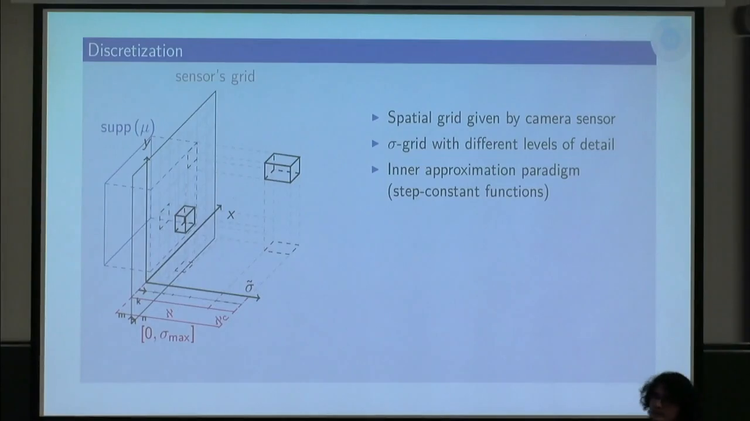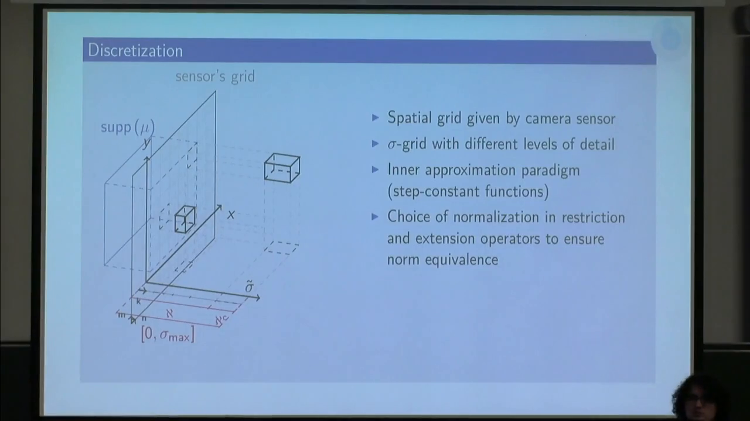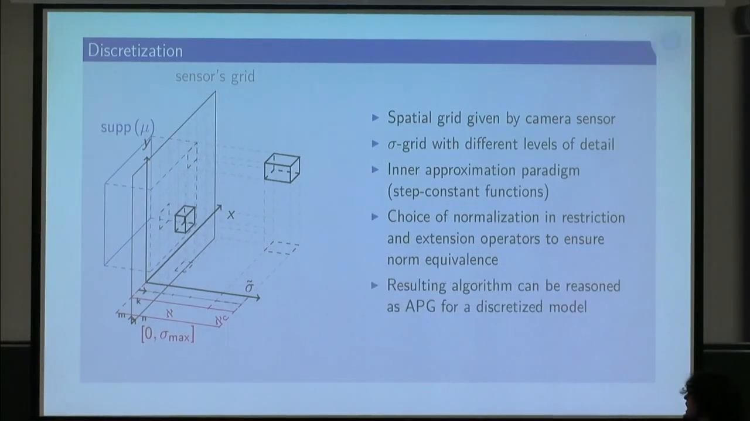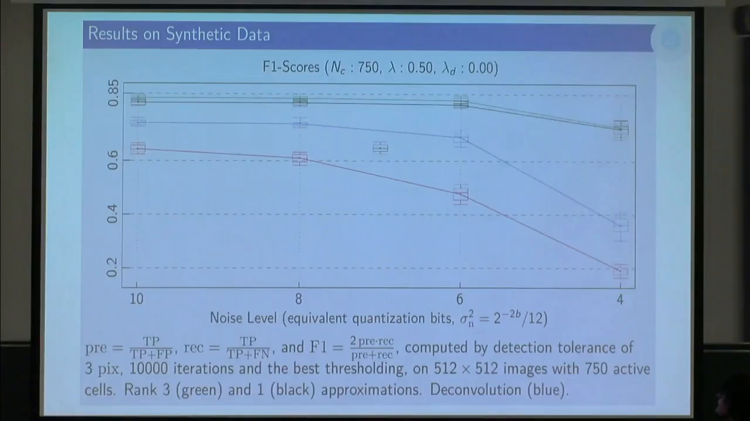Then, yeah, we did all this to discretize the operator. We used the inner approximation paradigms as step constant functions. And we chose to normalize the restriction and extension operator so that the norms in the discretized space and the non-discretized space were equivalent, which makes everything much easier. And yeah, so the resulting algorithm of discretizing this whole thing can be argued as the APG algorithm on a discretized model too, if you do it well.